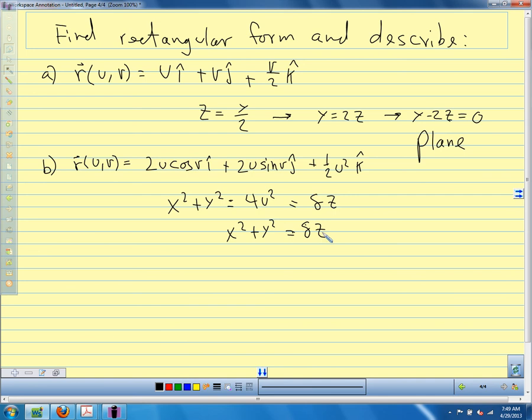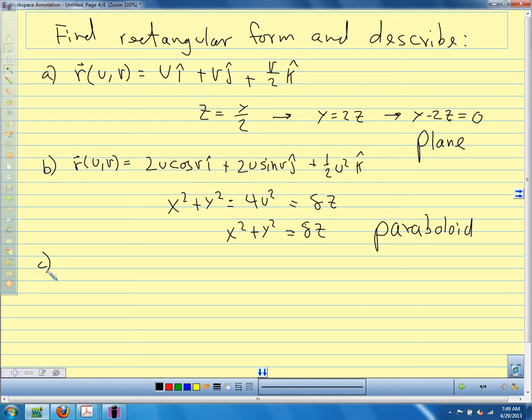And what is this surface? What is it? Paraboloid. So in each of the coordinate planes, in the yz plane, we have 8z equals y squared, we get a parabola. In the xz plane, we have 8z equals x squared, so we get a parabola in both those planes. And for a constant z, we get circles. So we have a paraboloid.